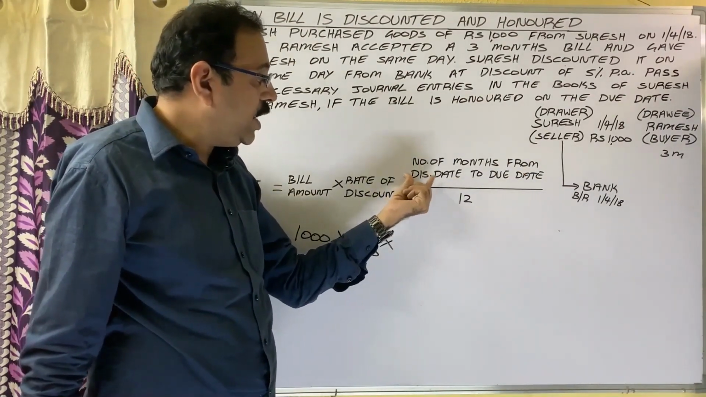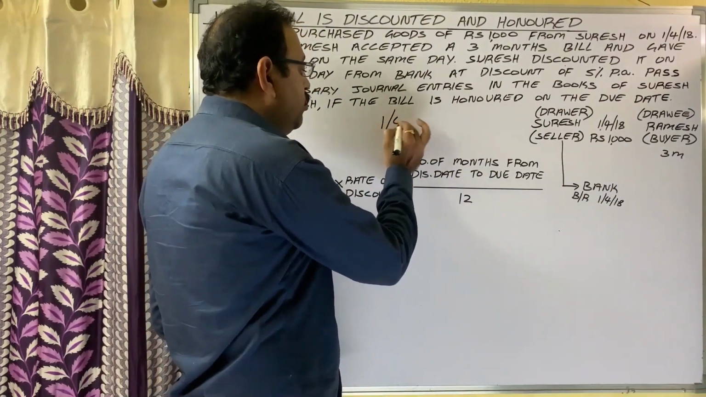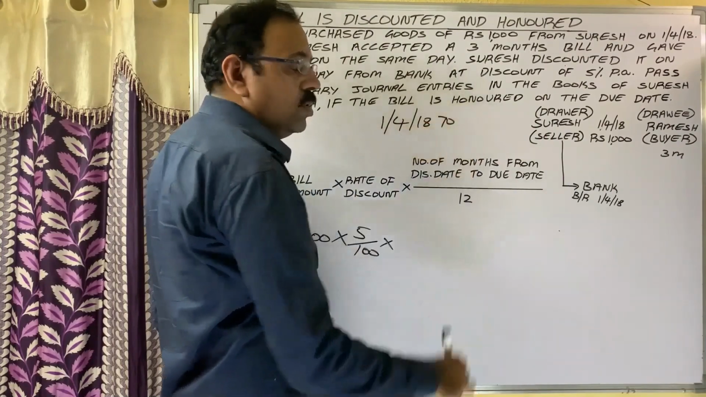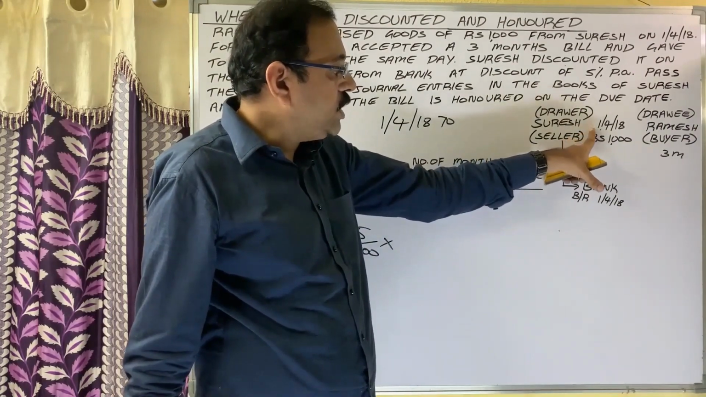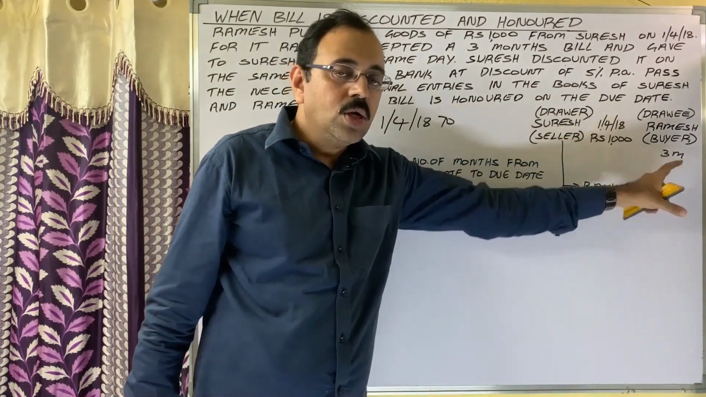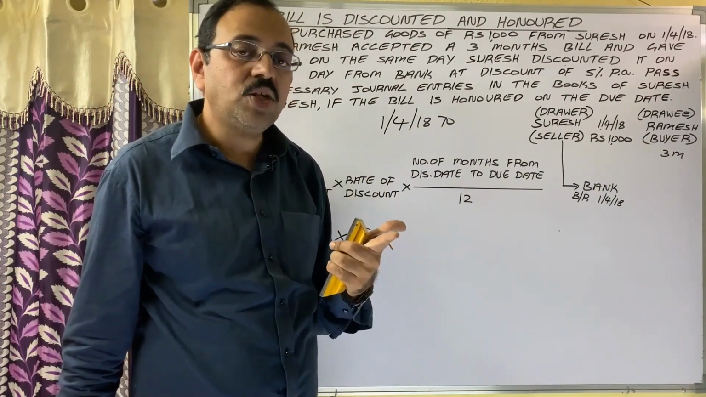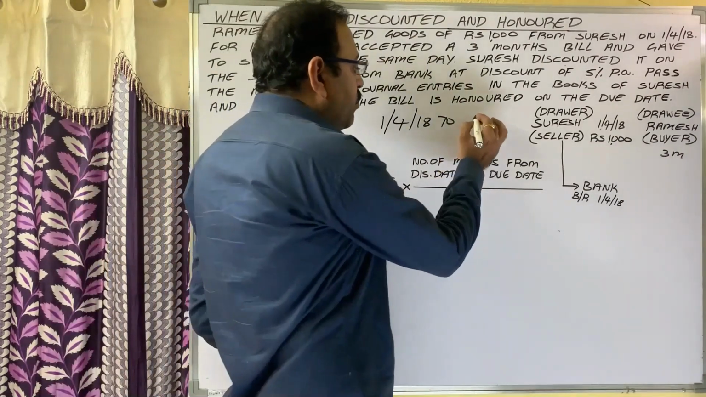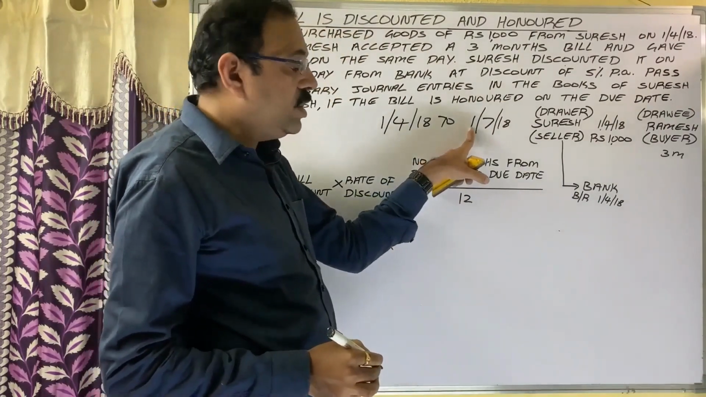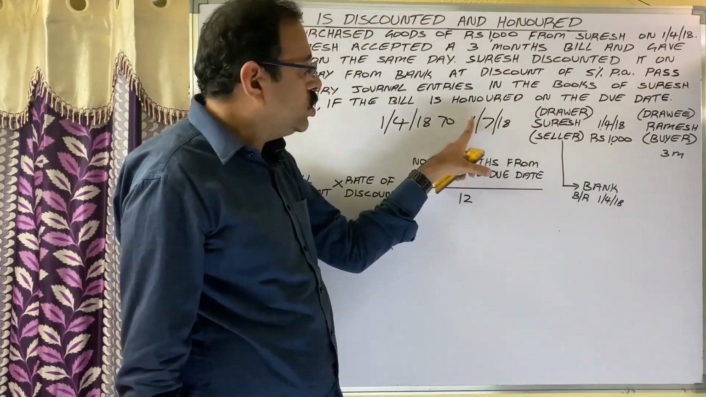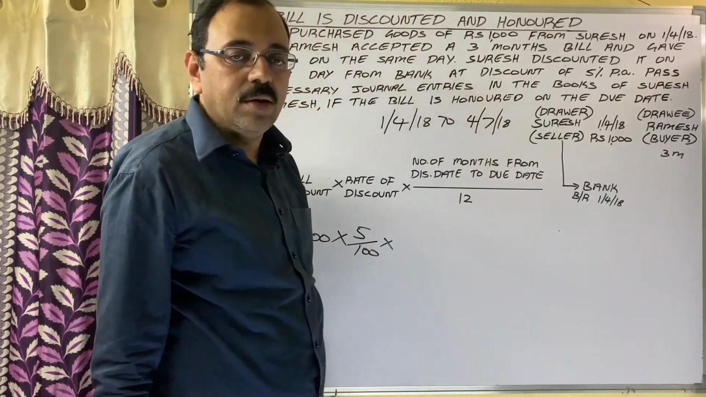When is the bill discounted? On the bill drawn date, that is on 1/4/2018. What is the due date of the bill? Let us calculate. From 1st April we have to count 3 months. So 1st April to 1st May is 1 month, 1st June 2 months, 1st July 3 months. So 1st July 2018. Now to this date 3 grace days we have to add: 2nd, 3rd, 4th. 4th July 2018 is the due date.